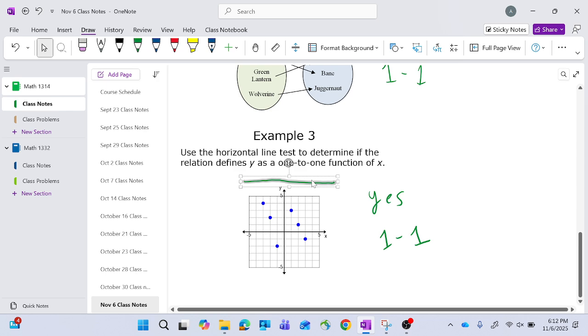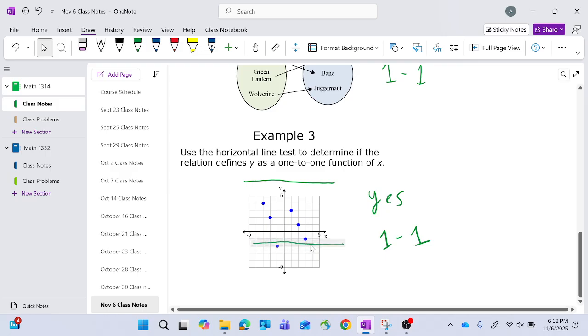So essentially, you just draw a straight, horizontal line. In this case, I have a computer, so I can do this. If not, you can use your pencil or a piece of paper or whatever. If you go through the whole graph with a horizontal line and it only hits one point every single time, it means it passes the horizontal line test.